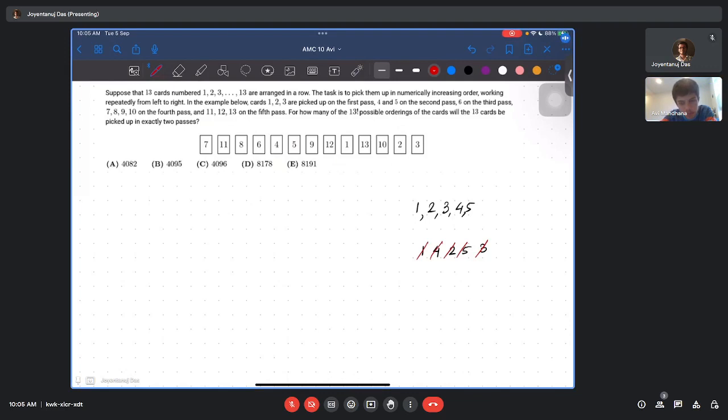Like this, they are asking how many arrangements of these 13 cards, out of 13 factorial arrangements, work. But on the first pass, you're not able to pick 7, 8, 9, right? Yes. In this example, what they have given, we require a minimum of 5 passes. We cannot do it in 4 passes. We need 5 passes to pick all the cards.